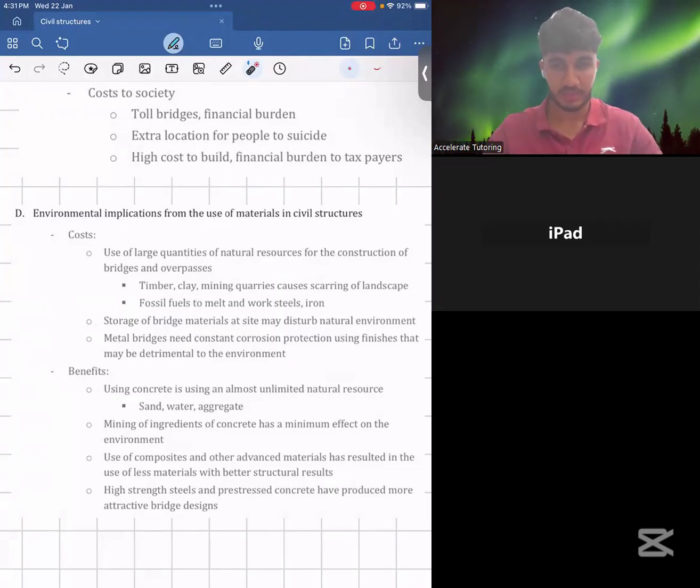Obviously, when you're constructing a large-scale bridge, for example, Sydney Harbour Bridge, you will have to store the materials nearby, which will obviously disturb natural environments. Metal bridges need constant corrosion protection, using finishes that may be detrimental to the environment. So obviously, having a bridge made of steel, you have to make sure that it doesn't corrode. So you will apply corrosion protection to it. You can galvanize it, add zinc or other coatings to it as well. And obviously that costs money and also will have an effect on the environment.